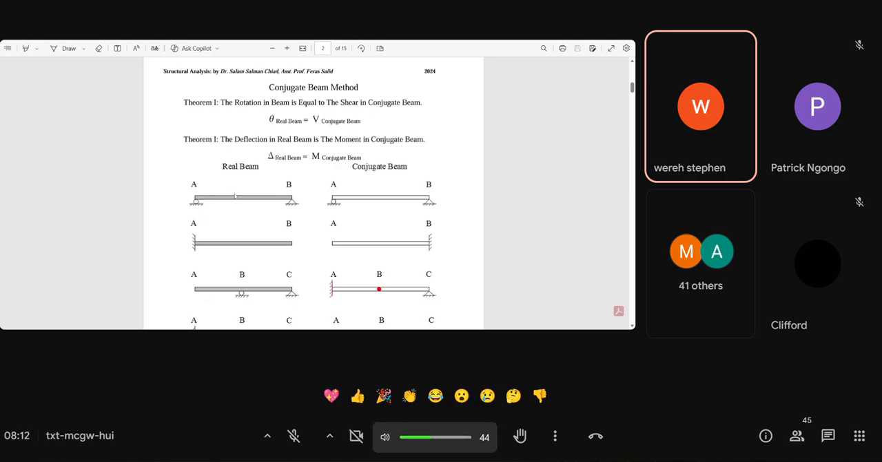The actual beam on the structure. So at point A, the support is a roller. At point B, the support is a pin. So this is the real beam.